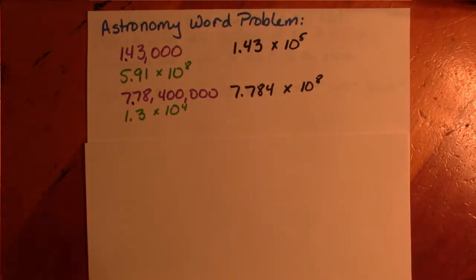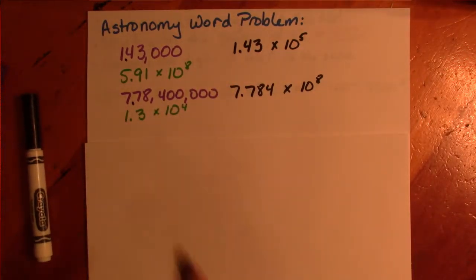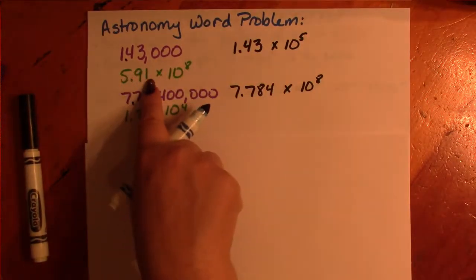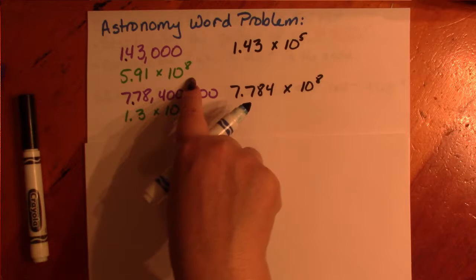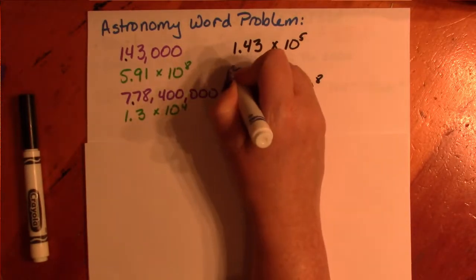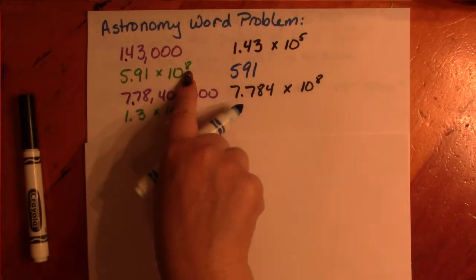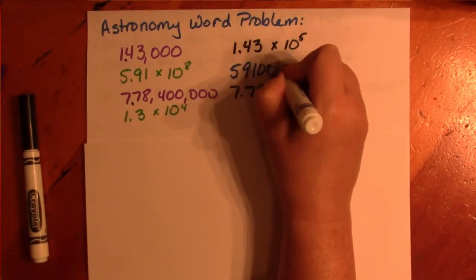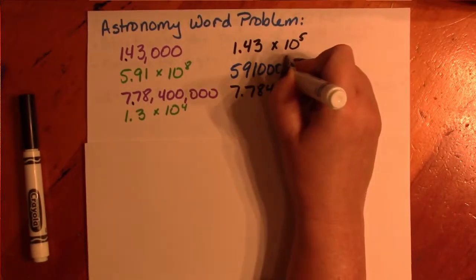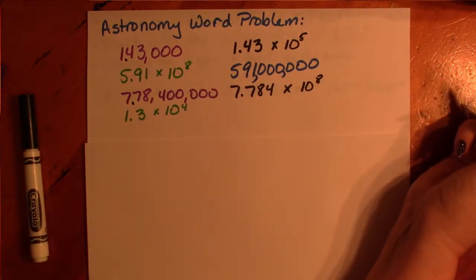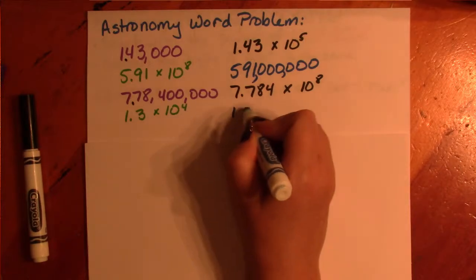Now for these two, we have scientific notation. I'm going to move this decimal place 8 spots. So I'm going to have 5, 9, 1. I just moved it 2. I have 6 left: 1, 2, 3, 4, 5, 6. And I want my happy commas. 591 million.